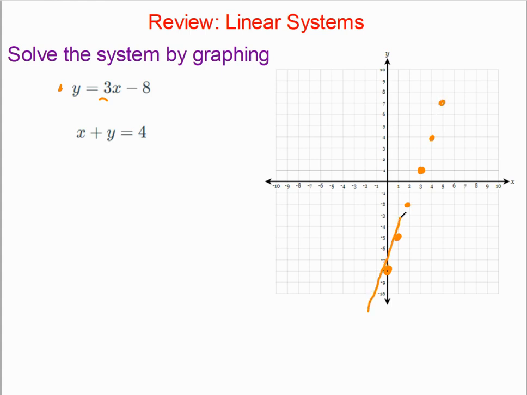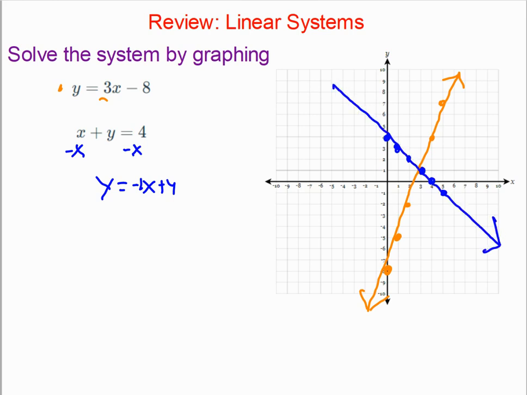Okay, and then I can draw in my line. For my other equation, first thing I need to do is put this into slope-intercept form by subtracting x on both sides. So y equals negative x plus 4. Now I've got my y-intercept at 4, and my slope of negative 1 tells me go down 1, right 1. And then I can draw in my line here. My solution to this system is the point where my two lines cross right here at the point 3, 1. So that's a linear system.